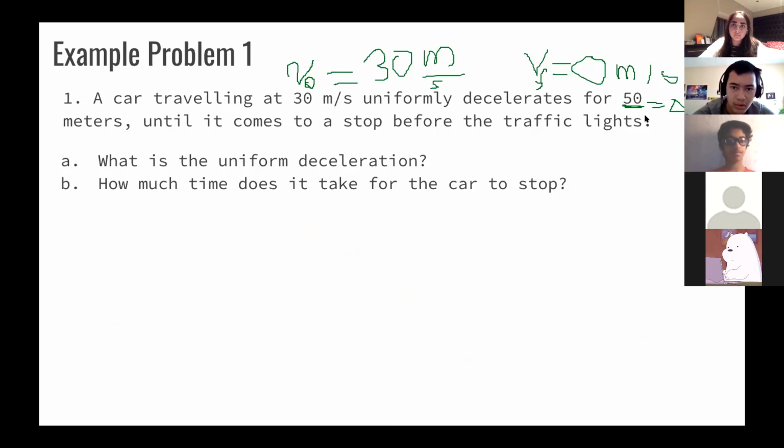As we found, we had negative 9 for this. Negative 9 meters per second squared. And that is really messy.